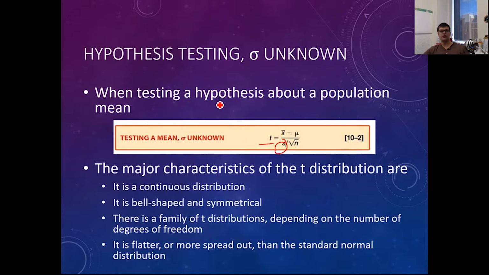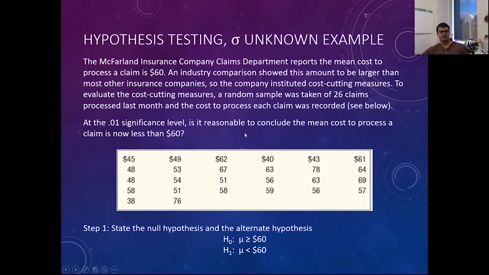So you use the t-score or the t-distribution when the standard deviation of the population is unknown. Okay, it's a continuous distribution. It's bell-shaped and symmetrical. There's a family of t-distributions. It's flatter and more spread out. This is the exact same t-distribution as what we were dealing with in chapter 9. So here's an example.